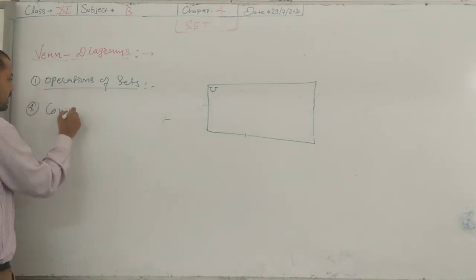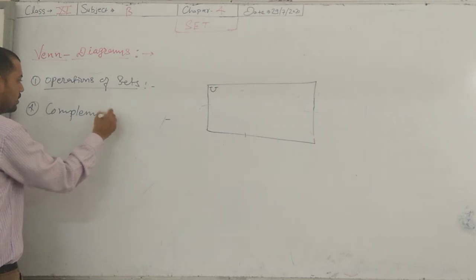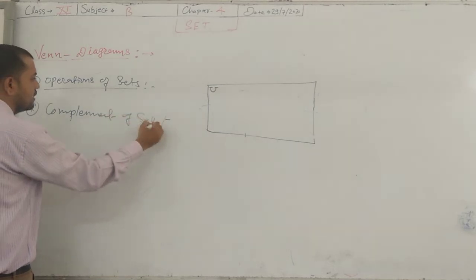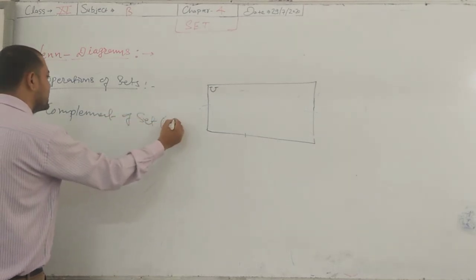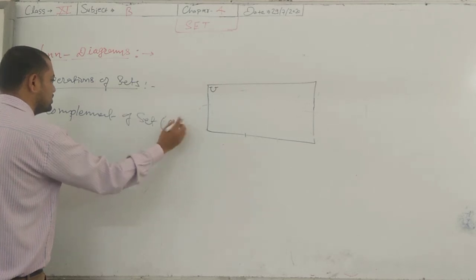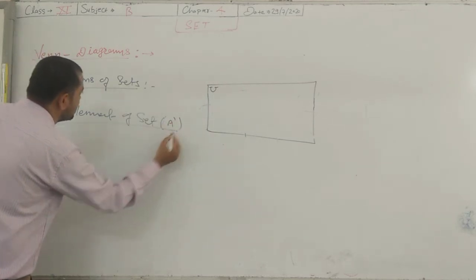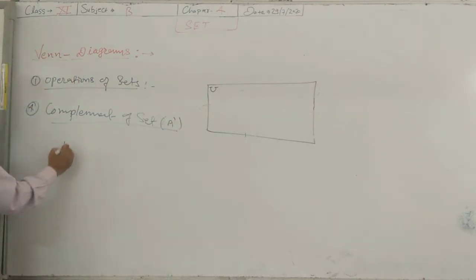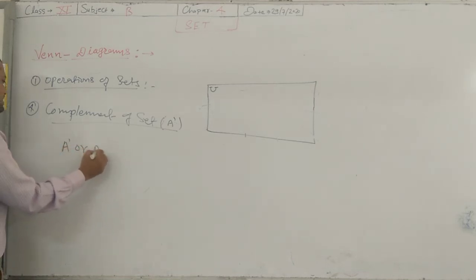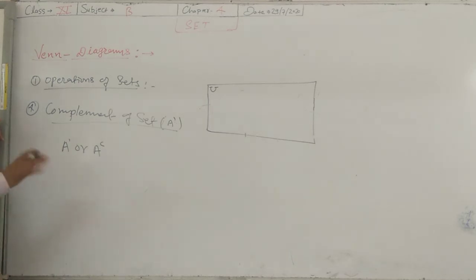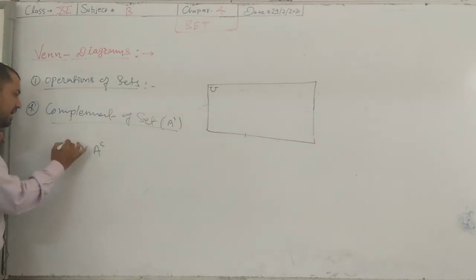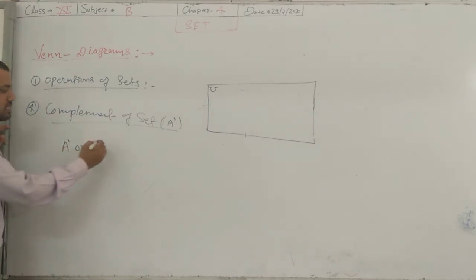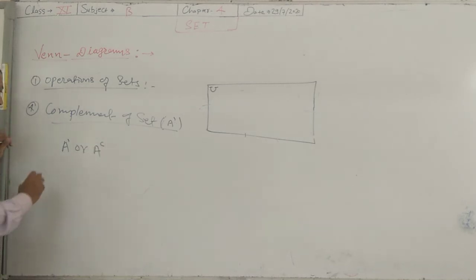The complement of set A is represented by a dash. Either we can use A dash or A^C, where C stands for complement. These are the two symbols for representing the complement. Then how do we calculate the complement?